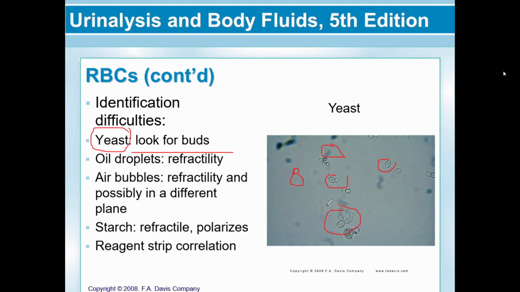So, kailan natin masasabi na true infection yan, okay? Kung yeast yan, for example, dapat meron tayong presence ng white blood cells. Okay? Kung walang white blood cells yan at meron kang mga yeast cells, baka contamination yon. Okay? So next, we have oil droplets.